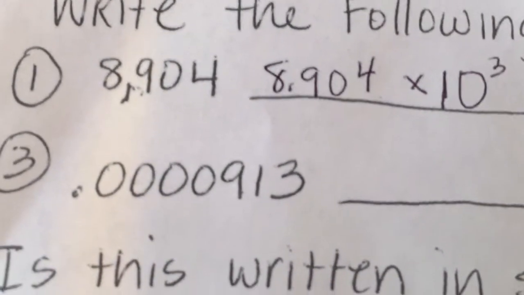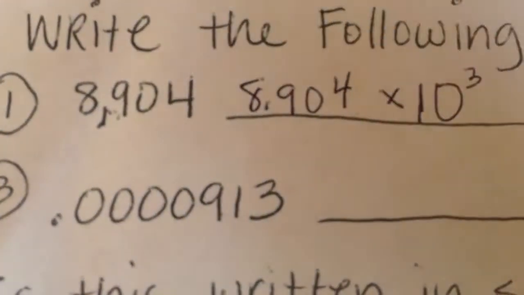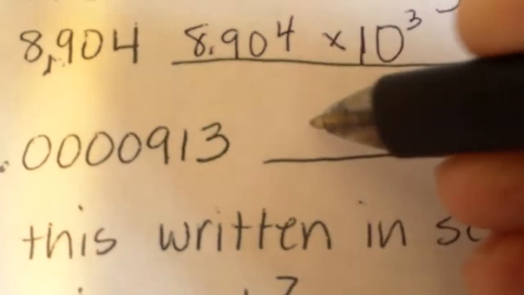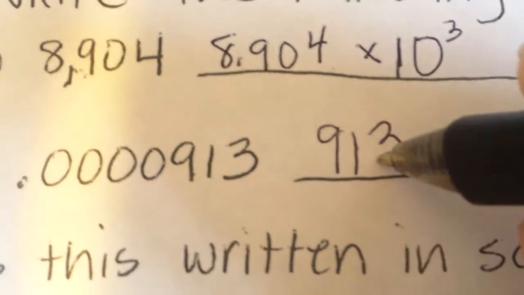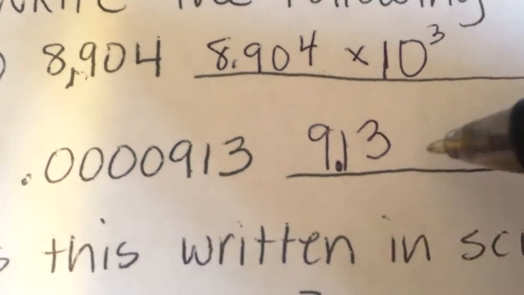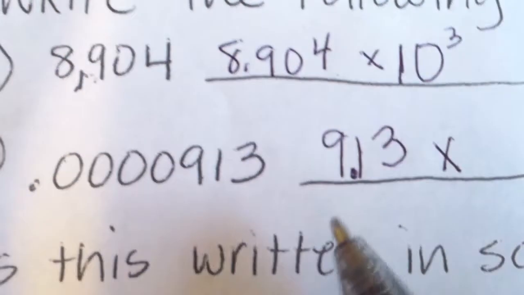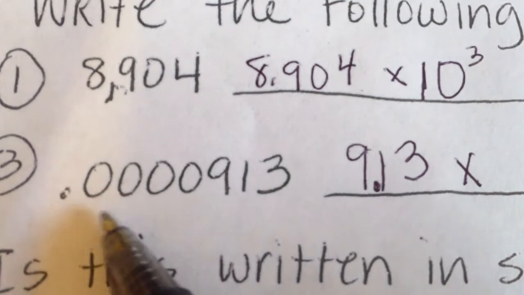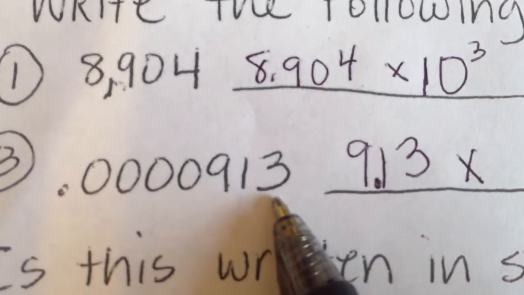Okay, this one is a very small number. We're going to do the exact same thing. I'm going to take the digits 9, 1, and 3, and I'm going to make a number greater than 1 and less than 10. But this time, 9.13 is bigger than this number right here. This is a tiny, tiny, tiny, tiny number.